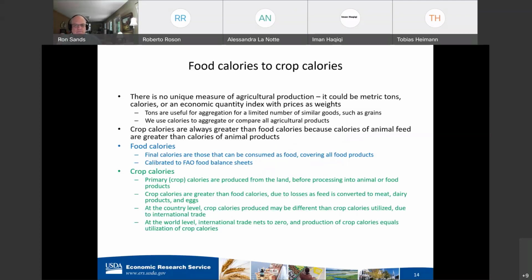Okay, so just a little bit more about this conversion from food calories to crop calories, and again about the units. There is no unique measure of agricultural production. It could be metric tons, could be calories, or it could be an economic quantity index with prices as weights. Tons are useful for aggregating a limited number of similar goods, such as grains. But if you want to really aggregate a wider set of agricultural products, then calories make sense. So that's what I've used in this analysis.